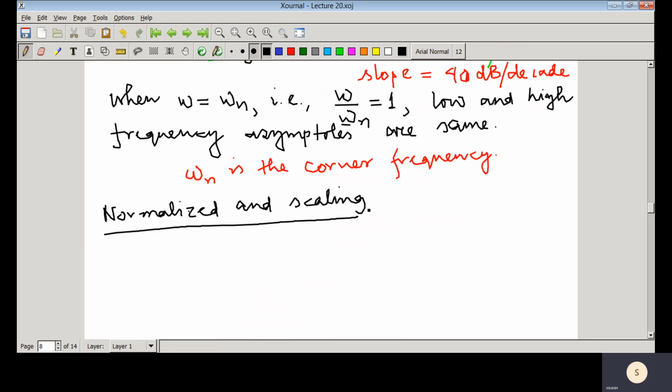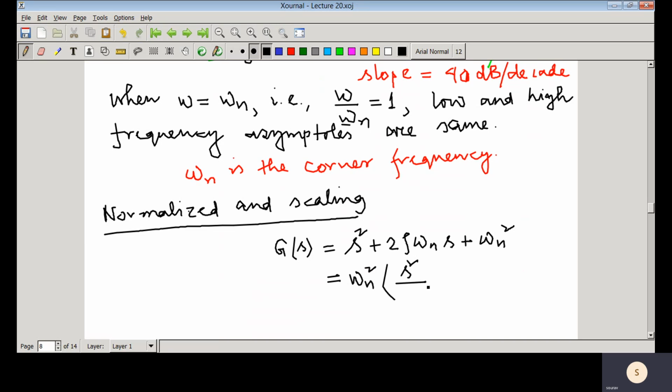So, normalized and scaling. We have that factor, that is G of s equal to s square plus twice zeta omega n s plus omega n square. Now we can write it, that means if we take omega n square common, it would be s square by omega n square plus twice zeta s by omega n plus 1.